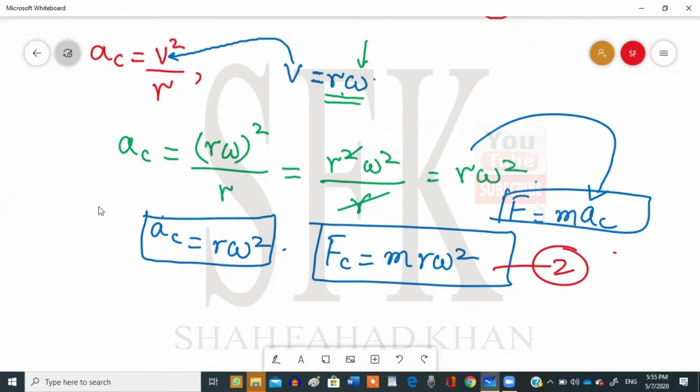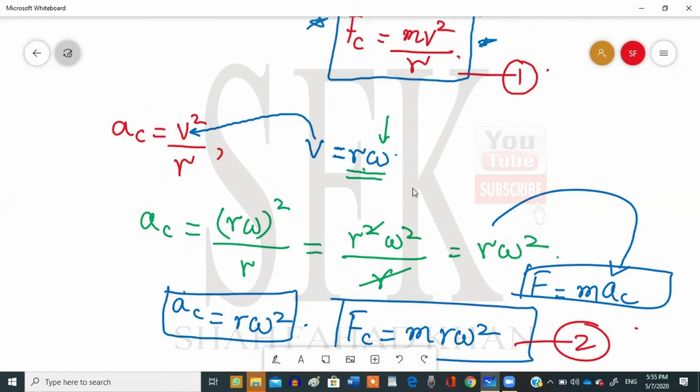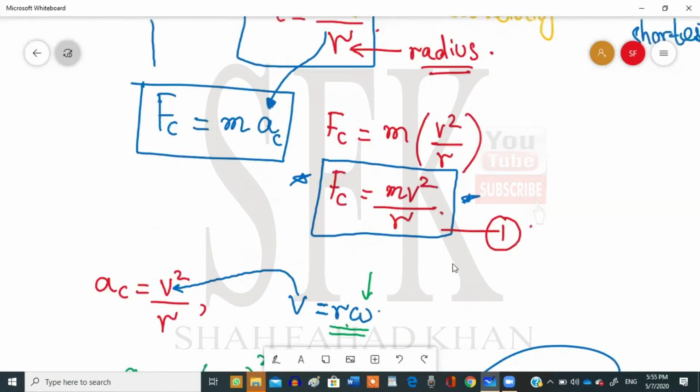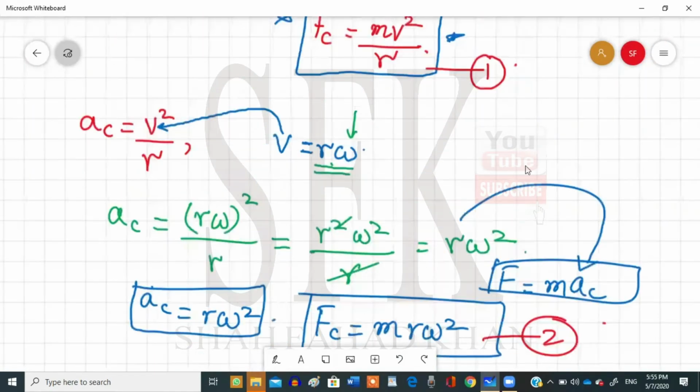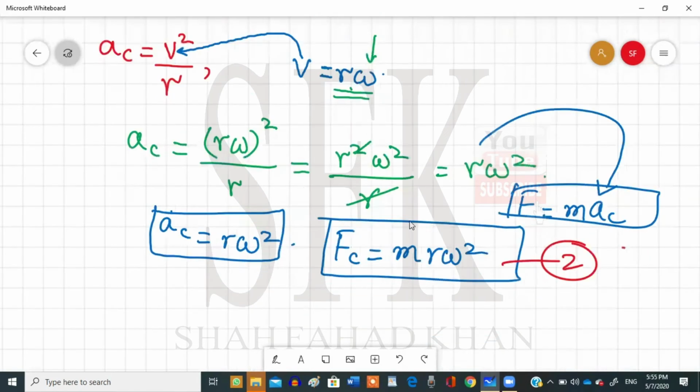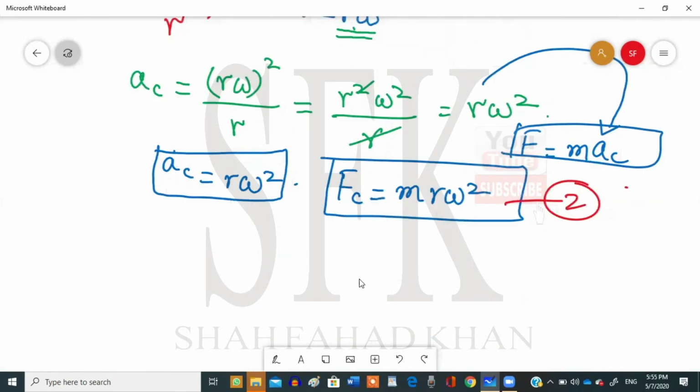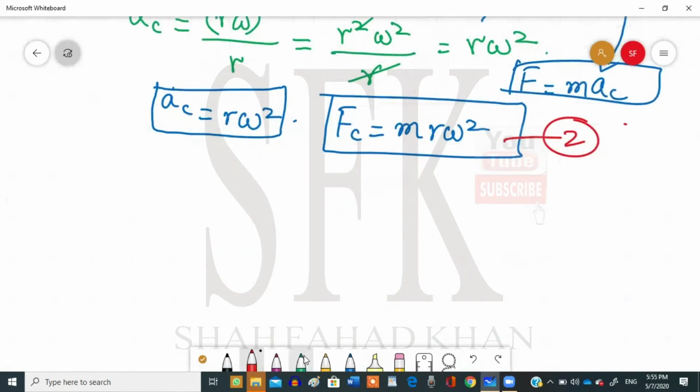These are the two most important formulas for centripetal force and centripetal acceleration, and almost all the questions are going to be solved by using these formulas. You can even derive a formula in terms of velocity and omega only for centripetal force, but that formula is not used much. But I'll still derive it. These two formulas are enough.